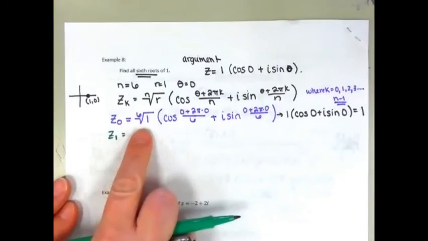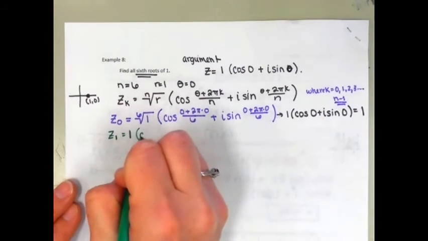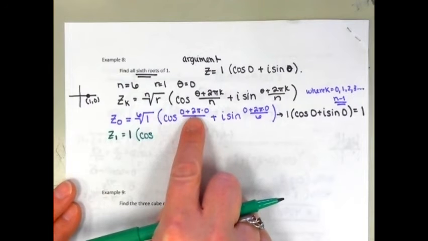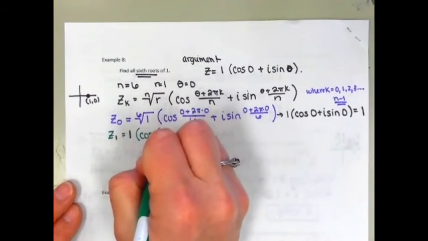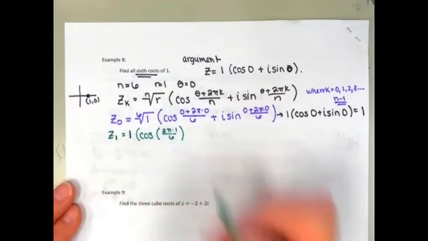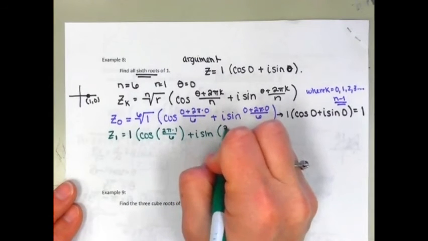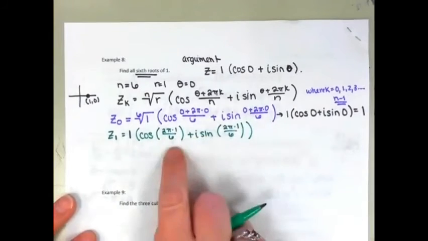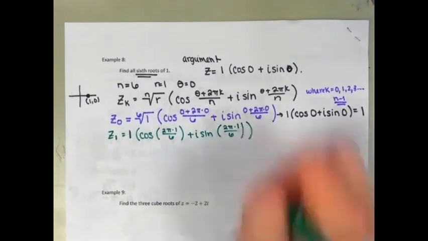Again, the 6th root of 1 is still just 1, so I don't need to rewrite that. For the cosine, we're going to take 0 plus 2 pi times 1, over 6, plus i times the sine of 2 pi times 1 over 6. Why did I get rid of the 0? Because anything you add to 0 is going to be the same thing. Are you guys okay with not showing that?